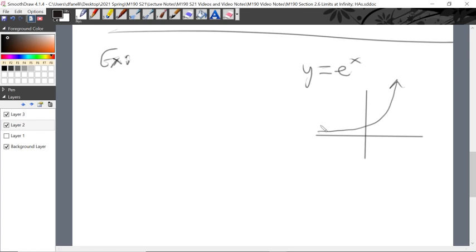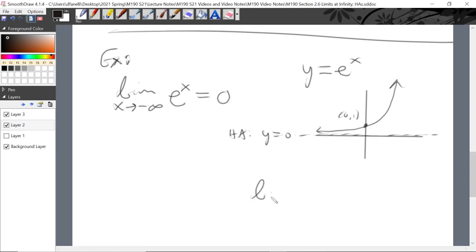All right, so it crosses at (0, 1). It goes up towards infinity to the right, but it approaches a horizontal asymptote. Okay, y equals 0 is the horizontal asymptote, but only in one direction. So we can say the limit as x goes to negative infinity of e to the x is equal to 0.